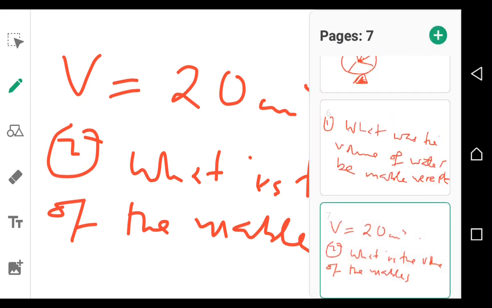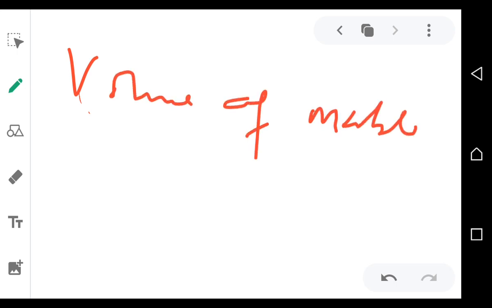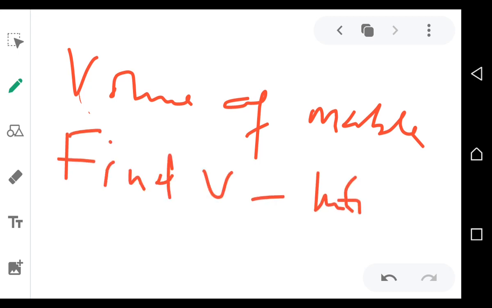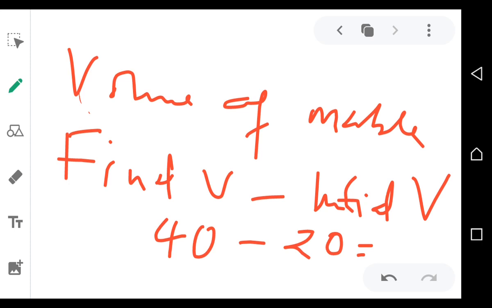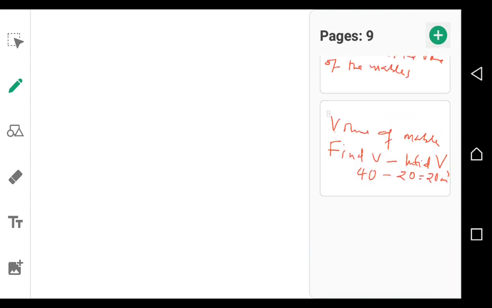That would be the second question. The volume of the marbles is final volume minus initial volume. So if I find final volume minus initial volume, I get the volume of the marbles. When you put the marbles in, you remember what happens? The volume increases. So the volume 40 minus the initial 20. So what's the volume of the marbles? 20 cubic centimeters.